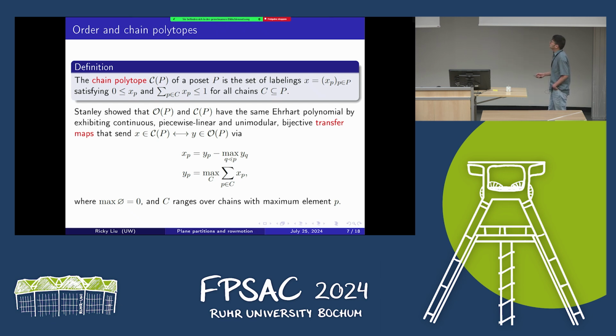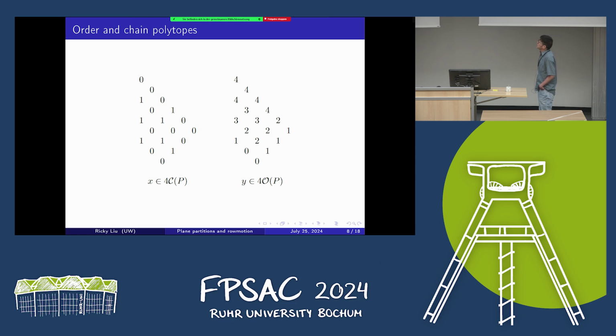Just to give an example of this, here, for instance, are 2 points. I scaled things by 4, so I don't have to deal with fractions. This is a point in 4 times the chain polytope of this poset, which is not the rectangle or the trapezoid, it's just some other right trapezoid poset. You can see this lies in 4 times C of P because if you look at any maximal chain here, the largest sum that you get is at most 4, equal to 4 in this case.